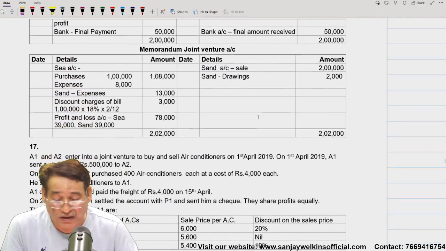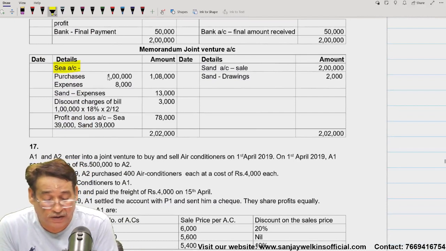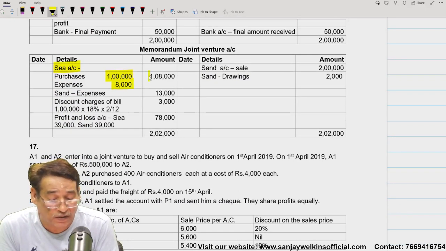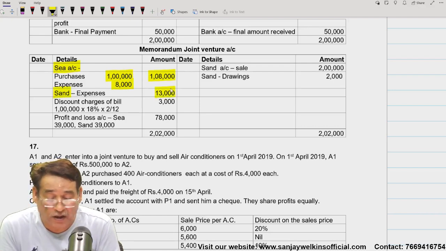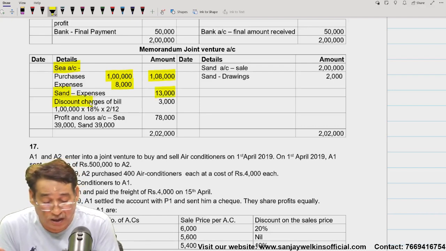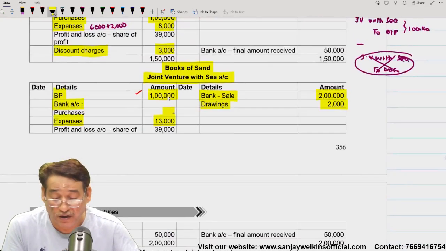So you can see in the memorandum joint venture account, we have written all the transactions of C, the purchases of C and expenses total 1,08,000, and then expenses incurred by SAND 13,000. Then discount charges 3,000. Is it clear to you? Which we have written under C.